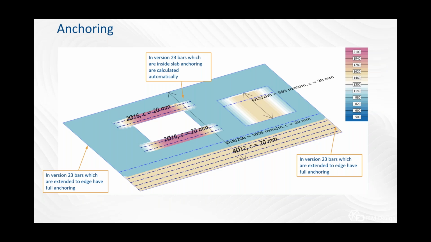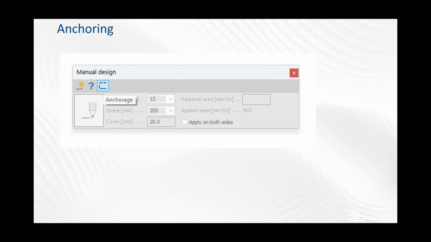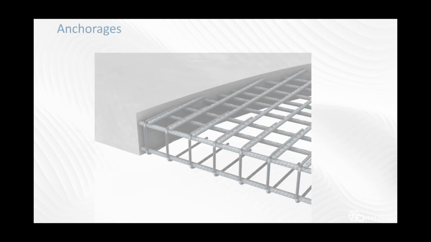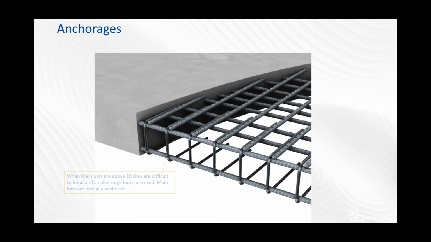As the labels say, in version 23, bars which are extended to the edge have full anchoring. But we know that in reality this is not true in all cases, and you can go to manual design. For example here you have large bars, and in order to ensure the anchoring there are smaller edge loops, but the main bars are partially anchored, not fully anchored.